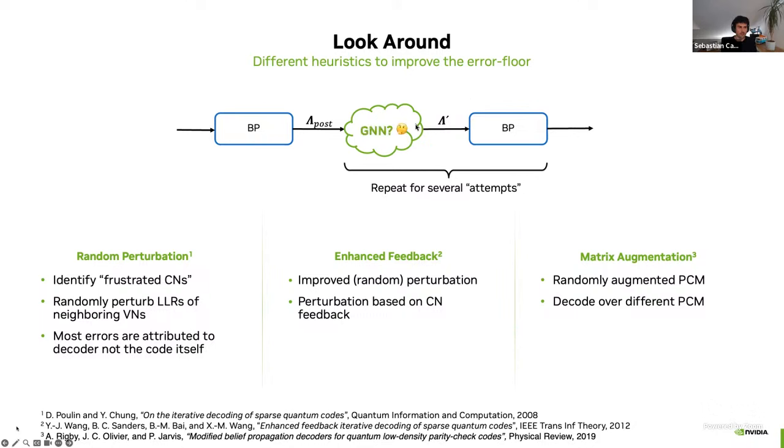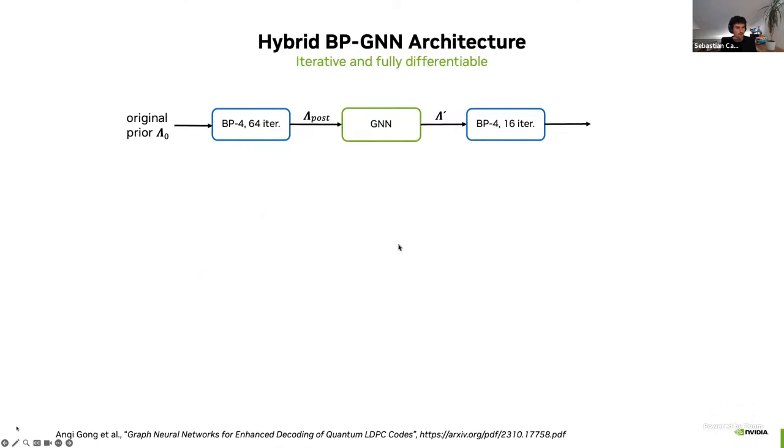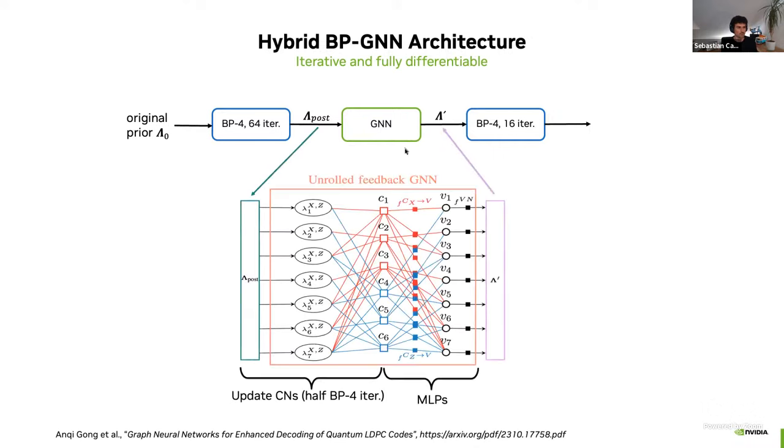And now the question is, can we just use the GNN to learn these perturbations? The inspiration is this enhanced feedback paper, so that's why we call it a feedback GNN. That gives us this hybrid BP-GNN architecture, where we have a BP decoder, which is, by the way, differentiable, so all operations are differentiable. And in between we have one layer of the GNN, and then we can repeat that a couple of times, iteratively.